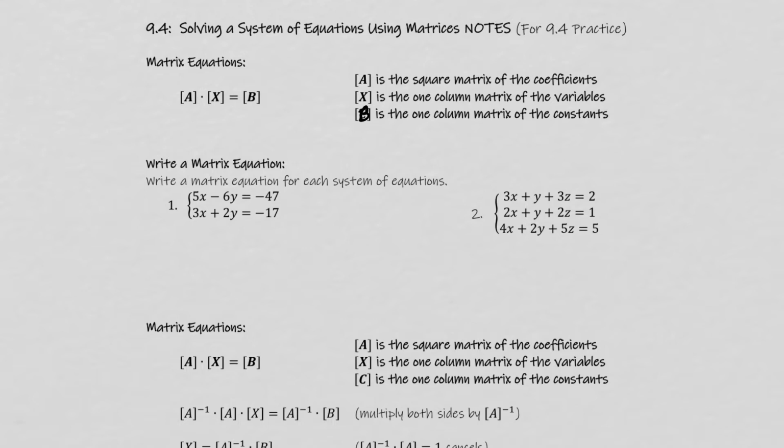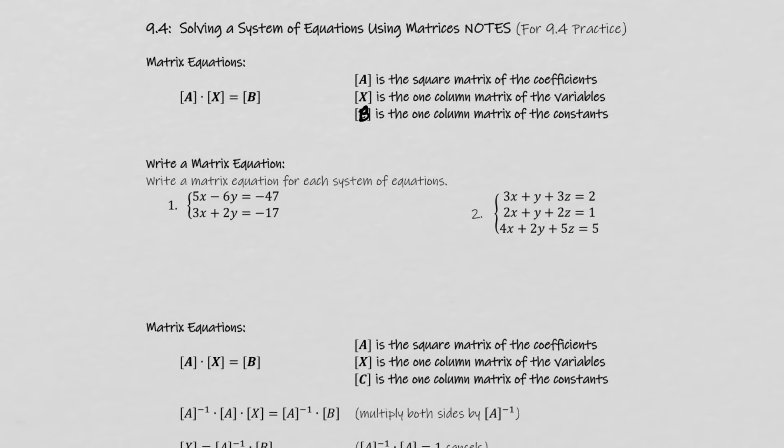Matrix A is the square matrix of just the coefficients, what's in front of X, Y, or X, Y, and Z. Matrix X is a one-column matrix of the variables. So you'd have X and Y, or you'd have X, Y, and Z. Matrix B is the one column of the constants.